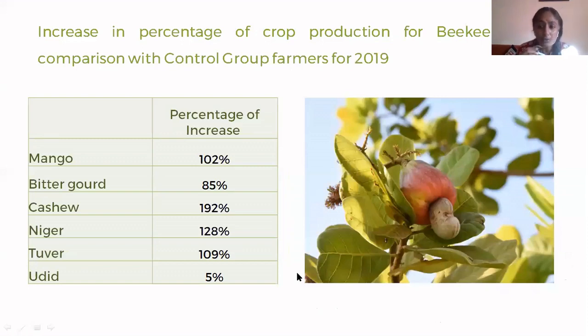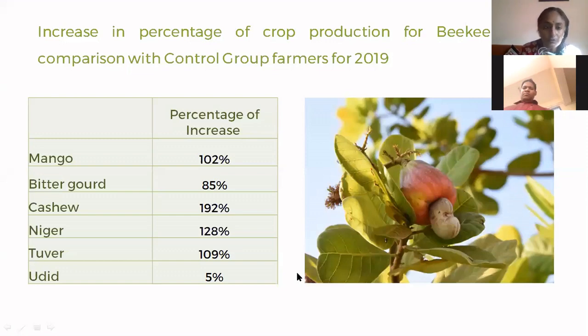So here you can see, when one says that beekeeping increases yields, the question which naturally comes, especially in this gathering of economists, is what could be the potential increase? Here we have a monitoring and evaluation team which is constantly monitoring the yields, doing baselines, end lines, collecting yields as they come. You can see that in the case of the beekeepers and the control group, these are crops which are actually affected by having just 2 to 3 bee boxes on the farm. Mango, bitter gourd, cashew, Niger, tuvar, urad, all of them have seen some kind of an increase.